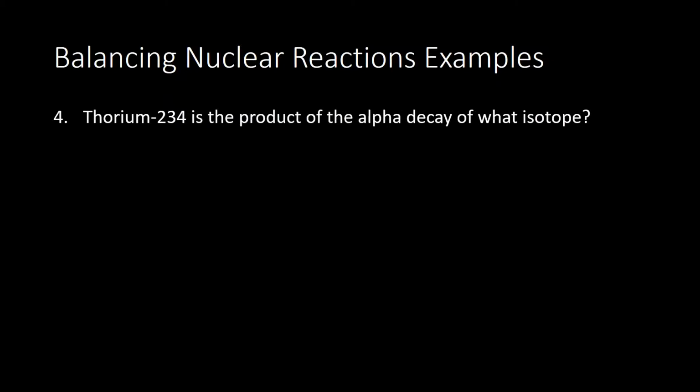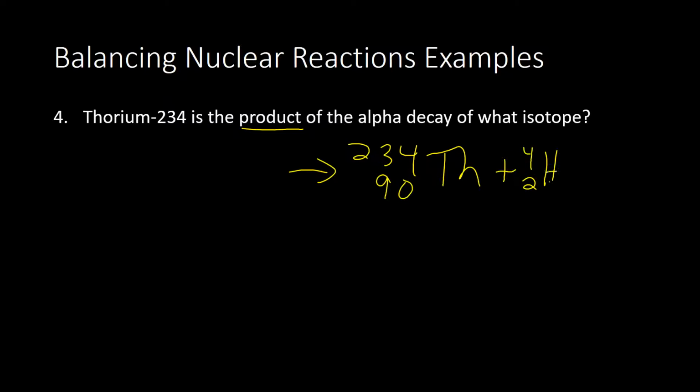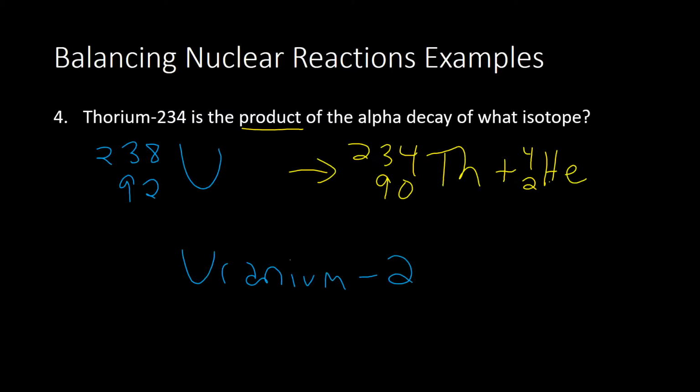Another example for us. Thorium-234 is the product of the alpha decay of what isotope? Again, we're looking for the product. So it's 234. Thorium is number 90 on the periodic table. I have alpha decay, so that's 4/2 He. And I'm trying to figure out what I started with. So 234 plus 4 gives me 238. 90 plus 2 gives me 92, and 92 on the periodic table is uranium. So this is uranium-238.